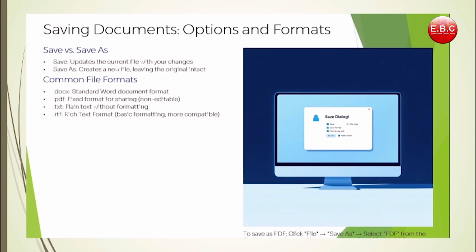Saving document options and formats. What is the main difference between Save versus Save As? Save updates the current file with your changes, while Save As creates a new file leaving the original intact. Common file formats: .docx, the standard Word document format; .pdf, a fixed format for sharing; .txt for plain text without formatting; and .rtf, rich text format for basic formatting.